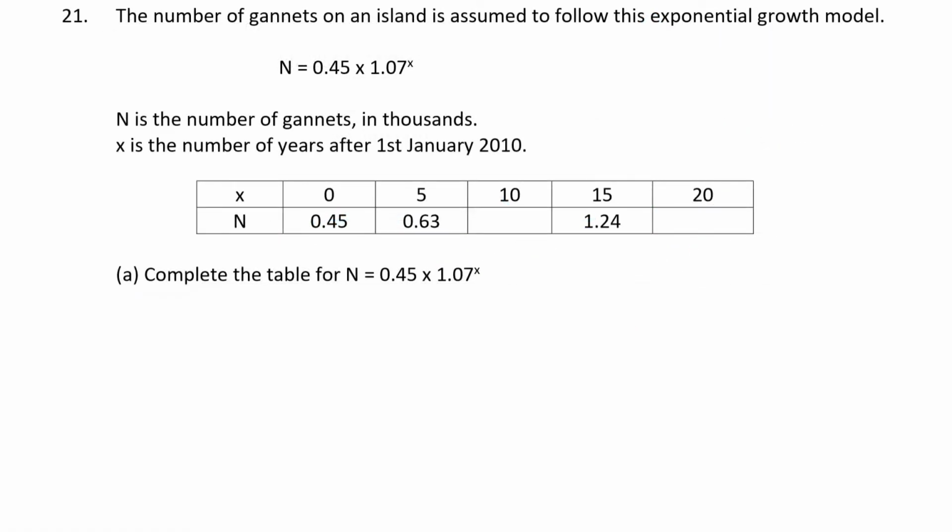The number of gannets on an island is assumed to follow the exponential growth model. N equals 0.45 times 1.07 to the power of x. It's a little bit like compound interest, and it's interesting we've had a second question on the same topic here. N is the number of gannets in thousands, x is the number of years after the 1st of January 2010. Complete the table for N.